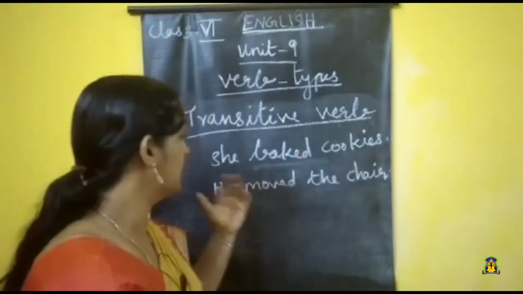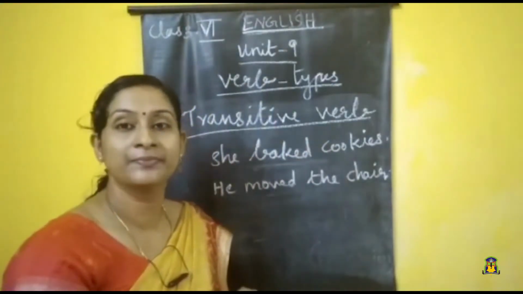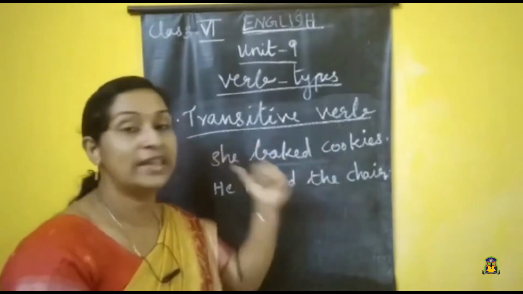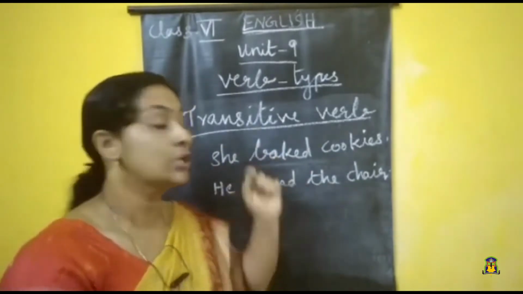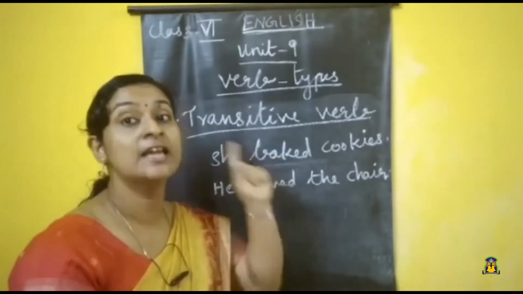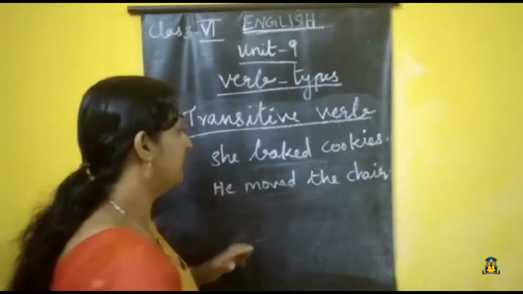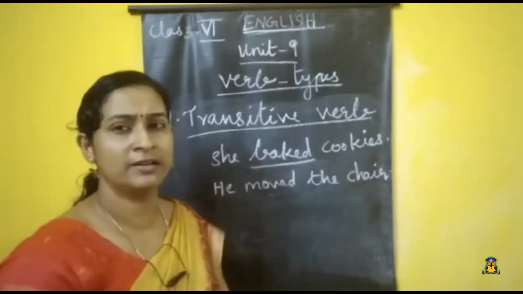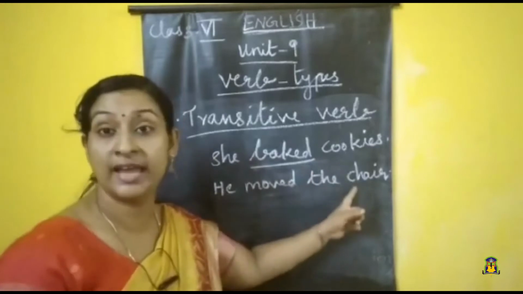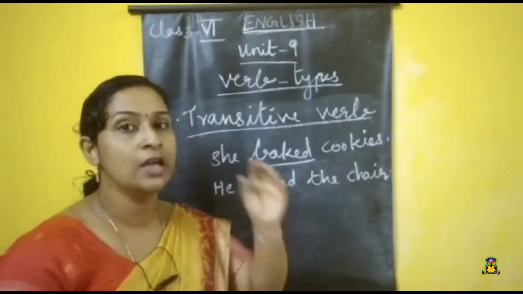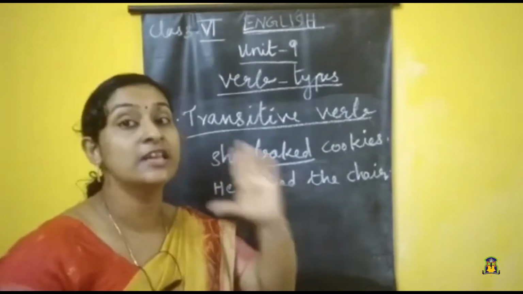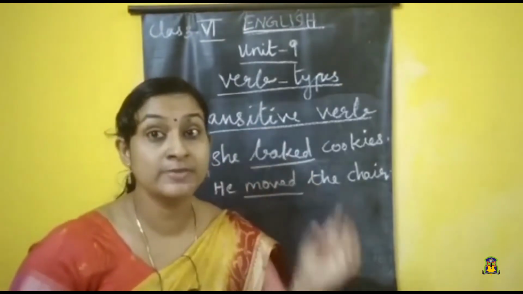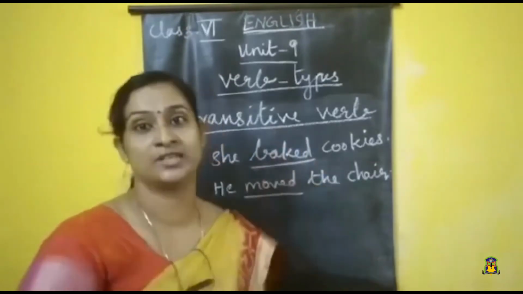Look at these examples. She baked cookies. So, can you find any object in the sentence? Yeah, cookies. So, we can find an object in that sentence. So, we can say baked is a transitive verb. Second question. He moved the chair. Can you find an object in that sentence? Yeah, chair. So, we can say moved is also a transitive verb. Okay. So, what do you mean by transitive verb? Keep in mind, transitive verbs are action verbs that have an object in the sentence.